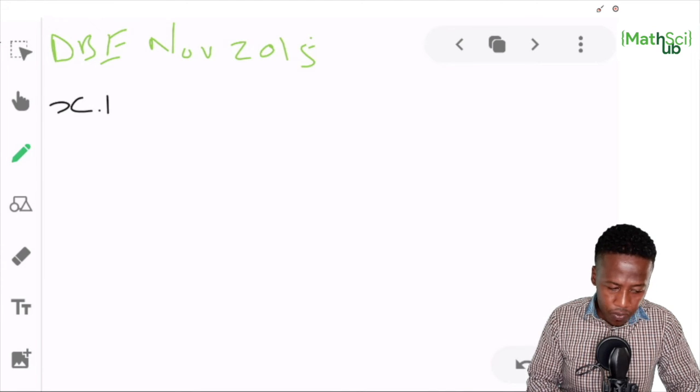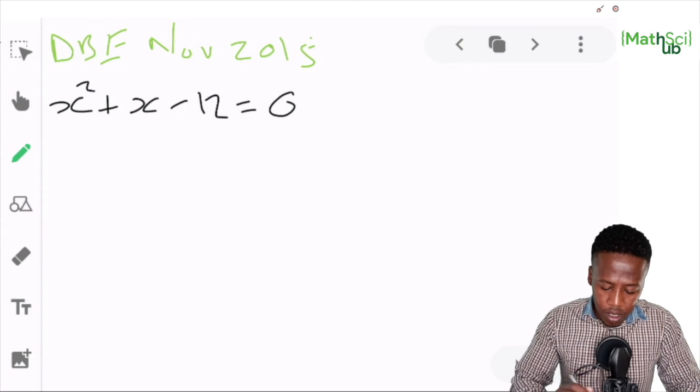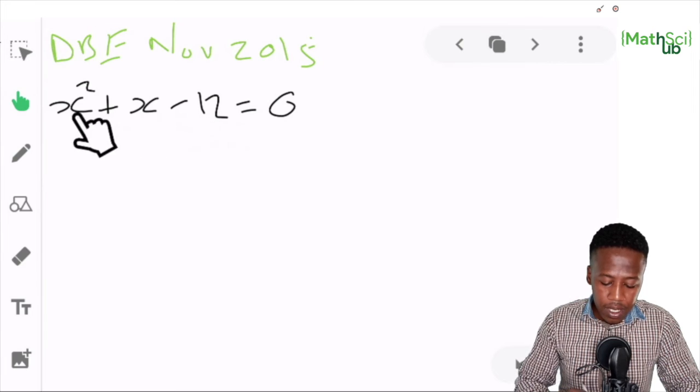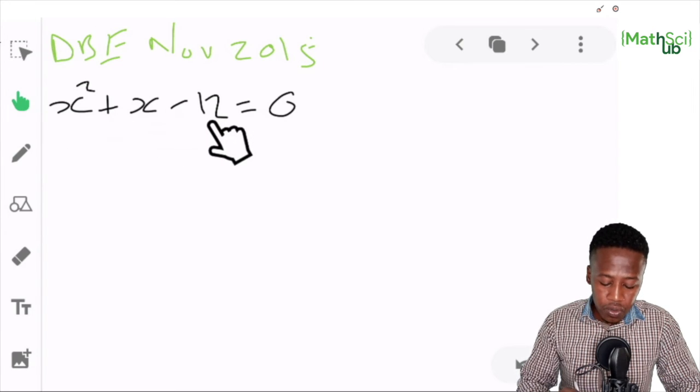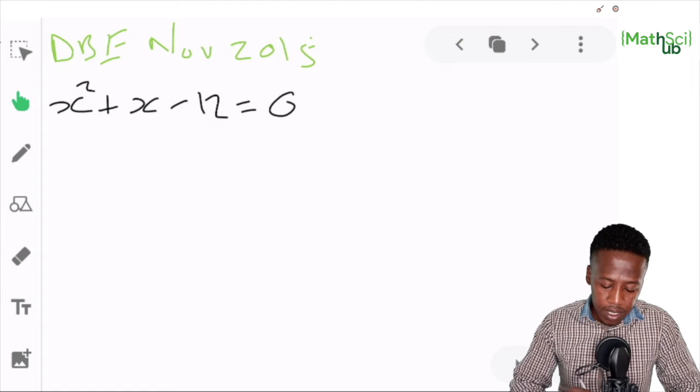They say solve for x in this equation, x squared plus x minus 12 equals 0. Now by looking at this, they just say solve for x, right? They didn't say which method you must use. First thing that needs to come to your mind: can I factorize? Let's see.